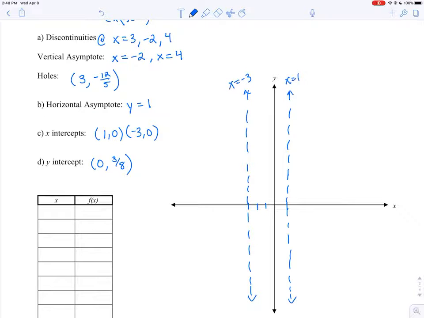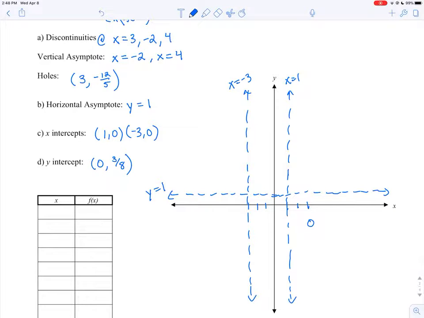Label those. I'm going to label our horizontal asymptote going across here at y equals 1. We got a hole in the graph at 3, -12/5. So that's going to be down. We'll just kind of eyeball it a little bit. We'll say that's down there.